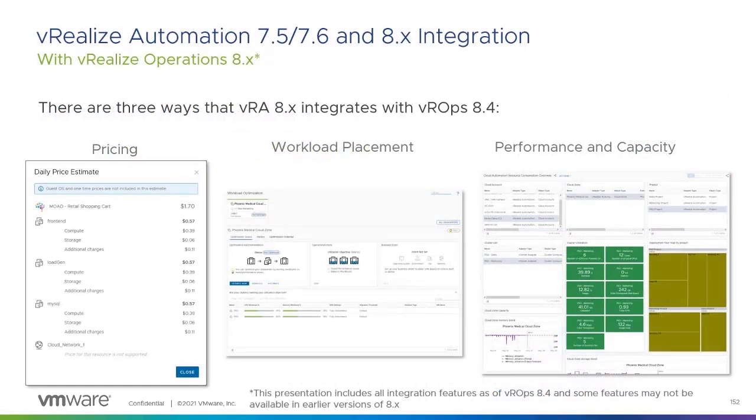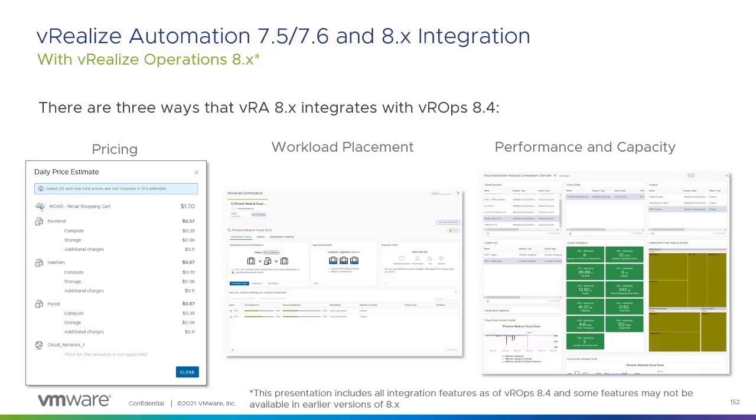There are three primary capabilities that the integration of vRealize Automation and vRealize Operations brings to customers: pricing for deployments, day one and ongoing workload placement and optimization, and performance and capacity monitoring for keeping your automation healthy and available.